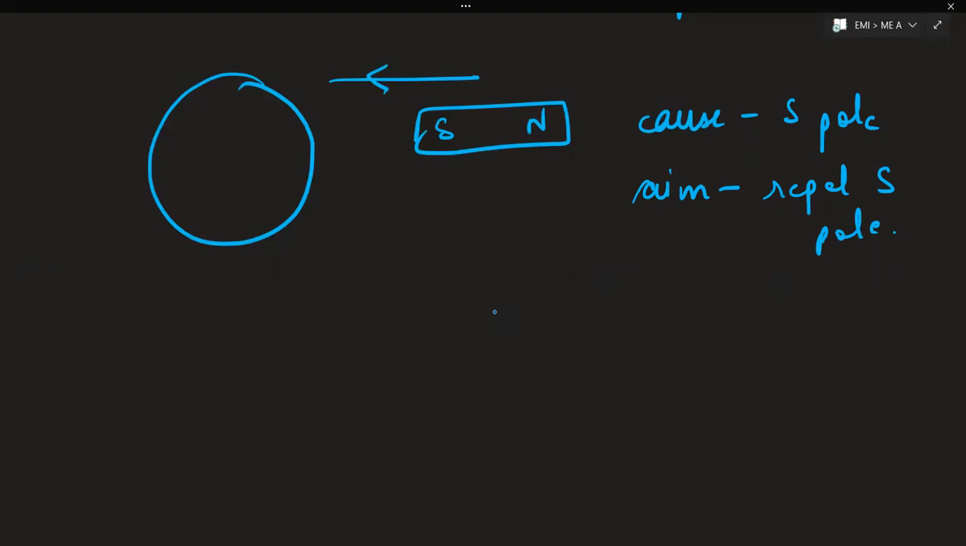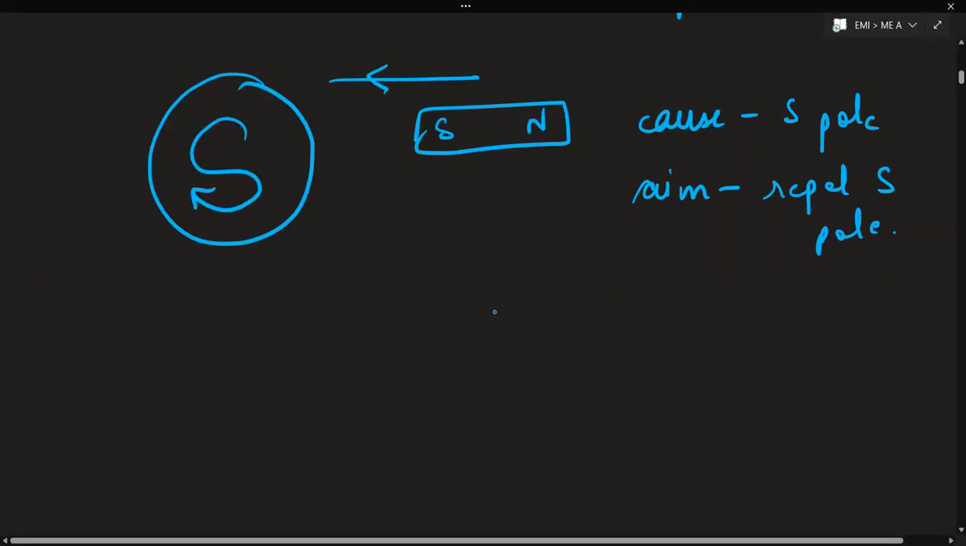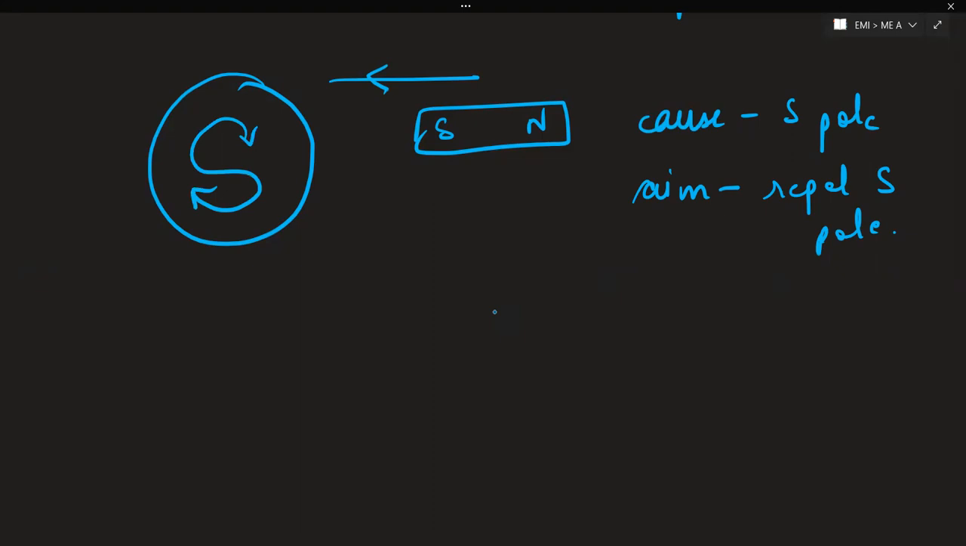So only if you develop south polarity will it get repelled. Now it will move back. It won't be able to do its purpose. South polarity came, magnetic field lines were increasing, but as soon as the coil developed south polarity, it opposed the cause. So the direction of induced current will become clockwise. Any question like this, you have to mention the direction.